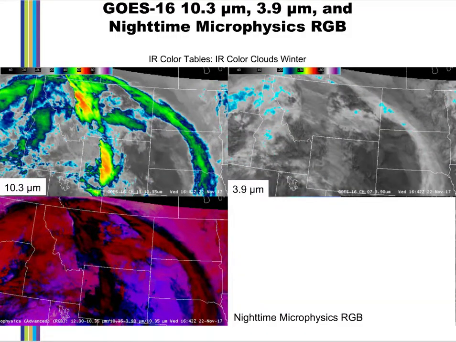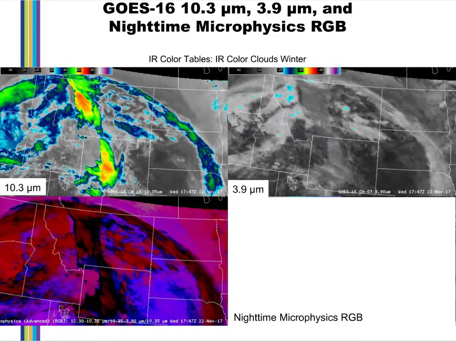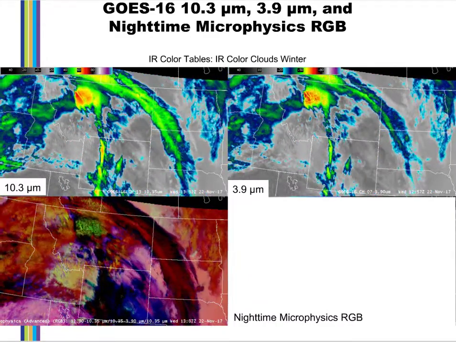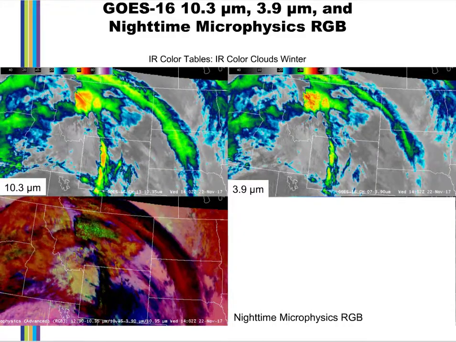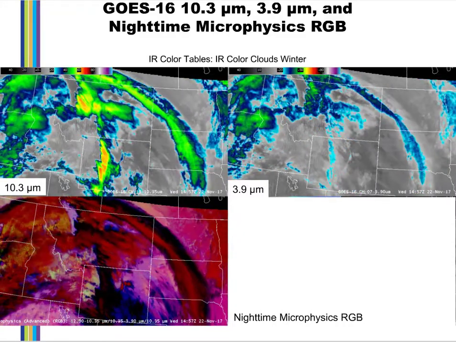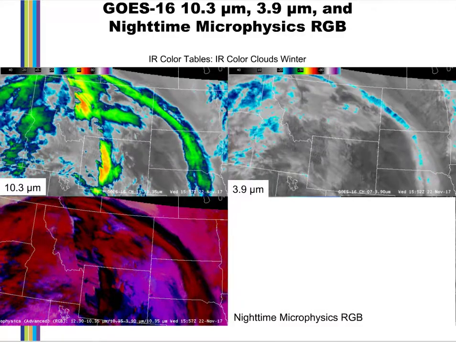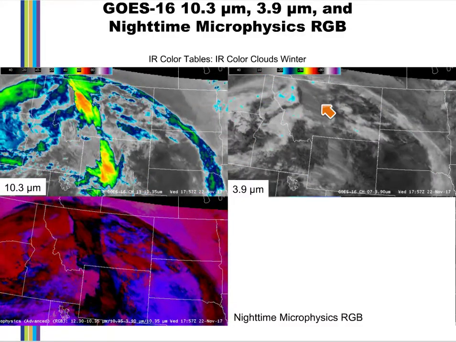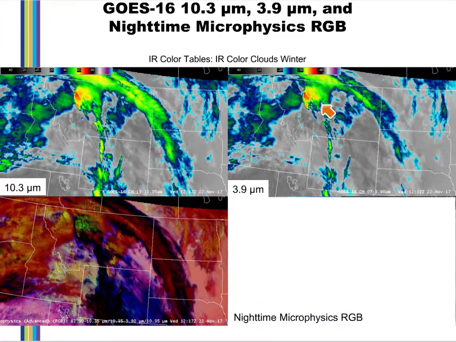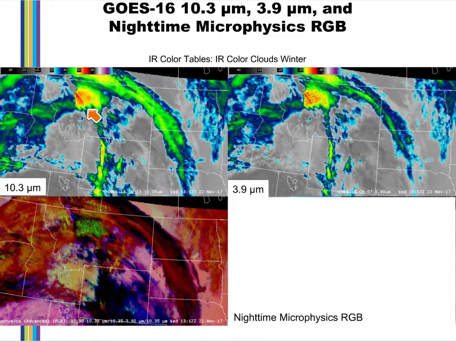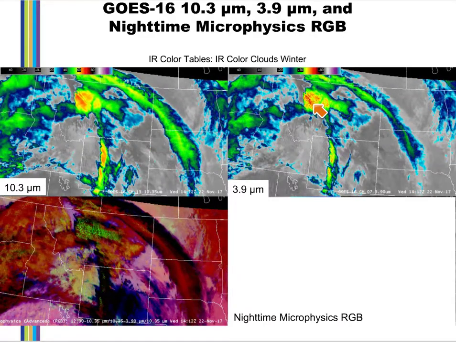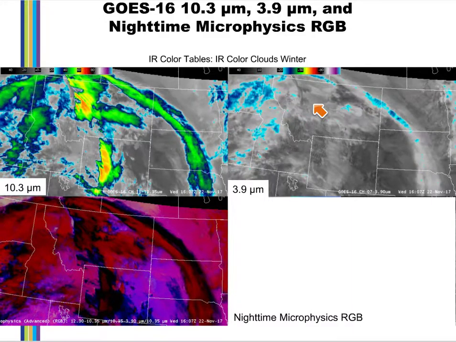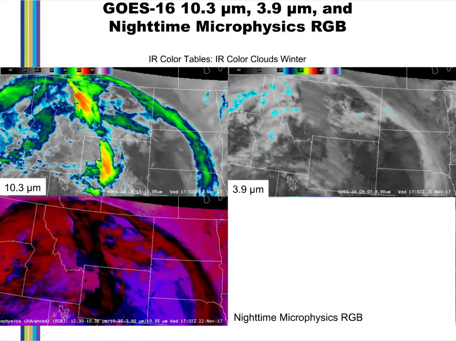There are other bands and products that can provide additional information on mountain wave clouds. During the nighttime hours, the 10.3 and 3.9 micron bands have similar brightness temperatures. During the daytime hours, shortly after 14 UTC in this loop, note the brightness temperatures at 3.9 microns become considerably warmer compared to the 10.3 micron mountain wave cloud region. That's due to the introduction of the reflected solar component at 3.9 microns.